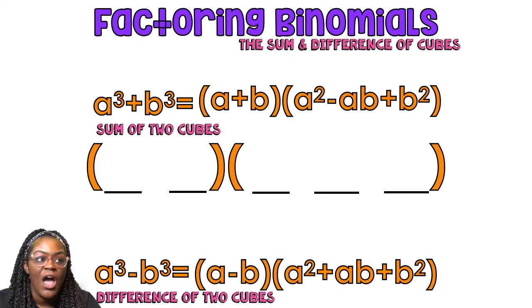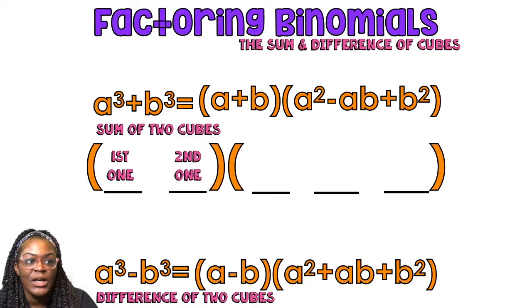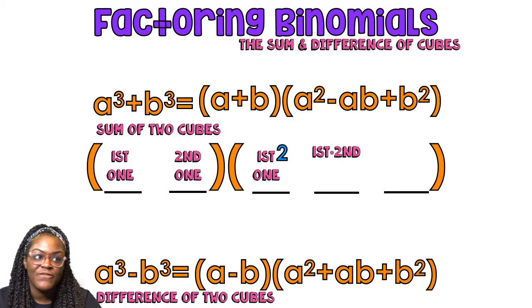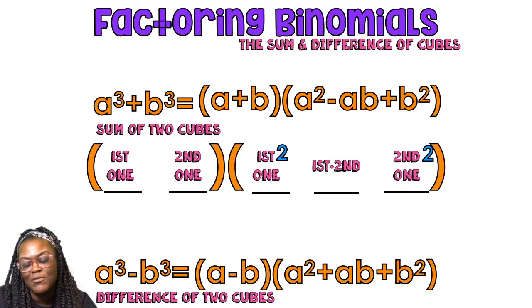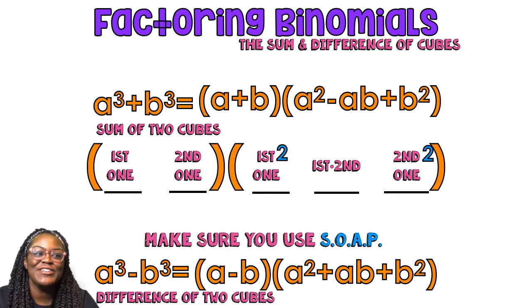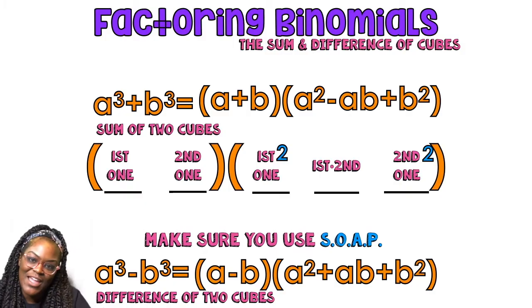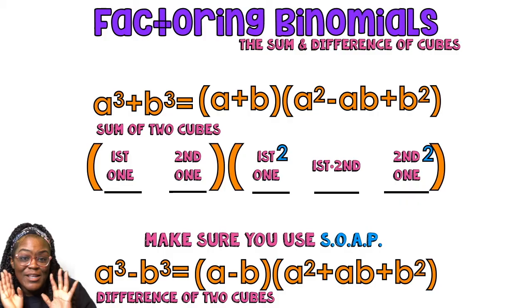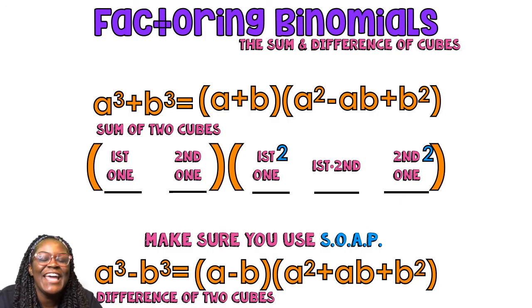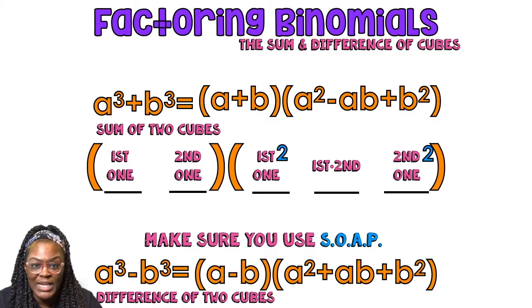So the song goes, first one, second one, first one squared, first one times the second one, squared. Make sure you use some soap. That's the whole thing. First one, second one, first one squared, first one times the second one, squared. Use some soap. It's obnoxious. They don't like it, but here we are. Okay, so when I say use some soap, you don't want to be dirty. You don't want to be nasty. You want to use some soap.